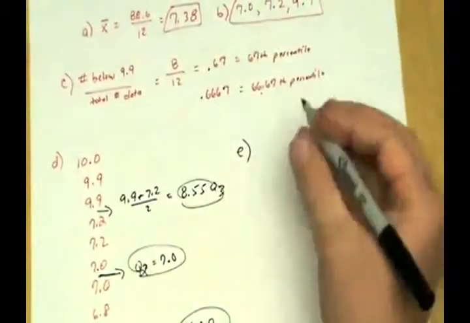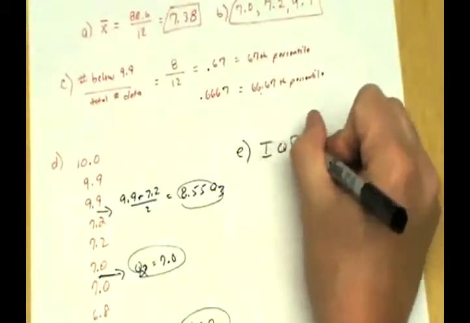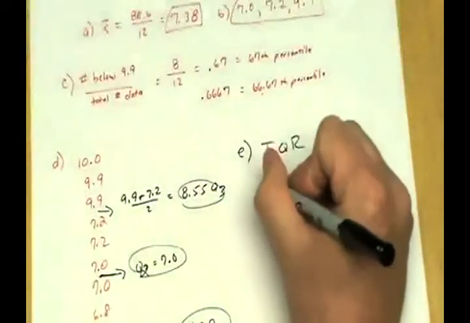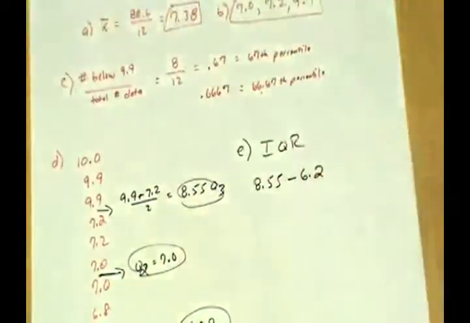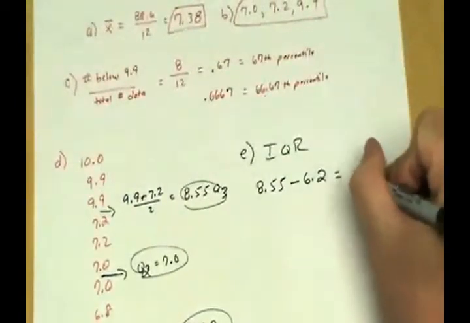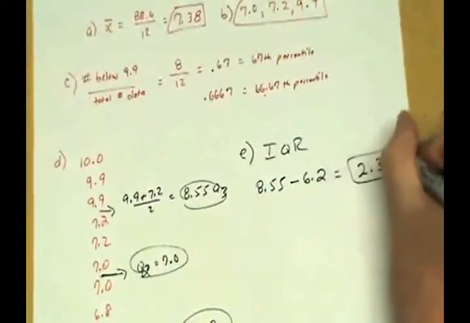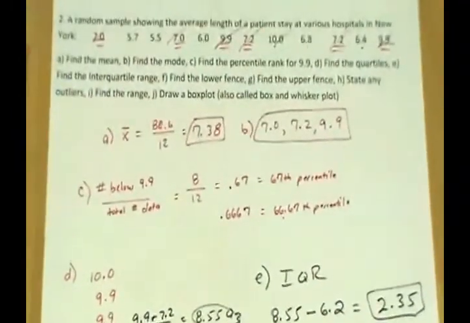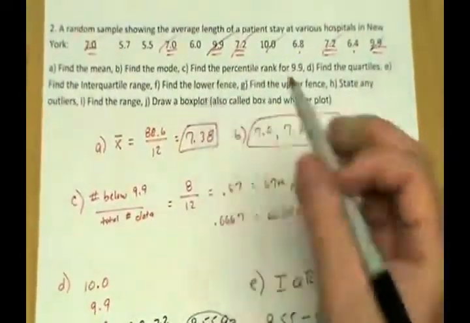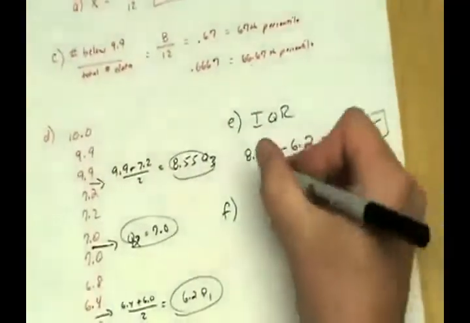Okay, letter E. E says find the interquartile range. Interquartile range is the highest quartile, so it's going to be 8.55 minus the lowest quartile, 6.2. That's going to be 2.35. That's our interquartile range. We need that to find the upper and the lower fence. And for letter F, find the lower fence, and then G is going to be find the upper fence.